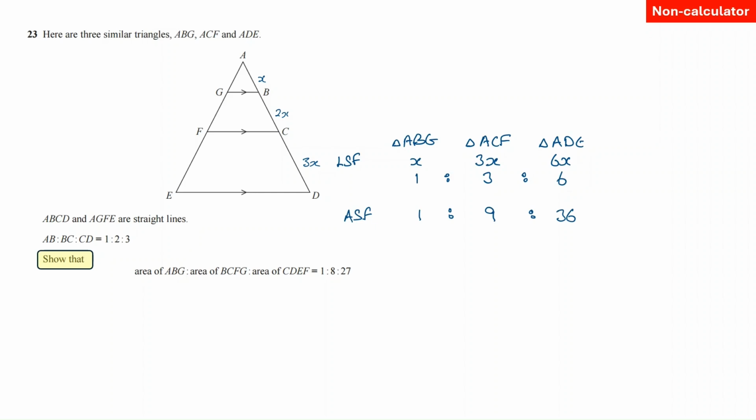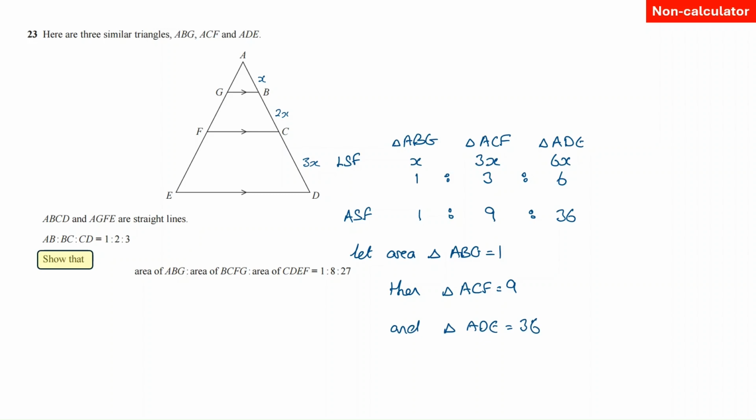So if I let the area of a triangle ABG equal to 1, and again, I could use Y or Z or a different letter, but I've chosen to use 1 here, it must be the case using the area scale factors that ACF is equal to 9. And if I know ABG is equal to 1, using the area scale factors again, I know the large triangle ADE is 36 times that, or it's just equal to 36. Now, if I know the area of the triangles by using just differences, I can work out the area of the shapes I care about.